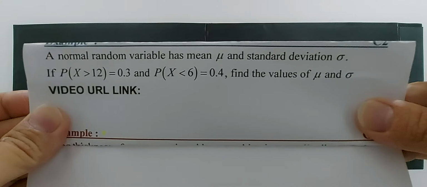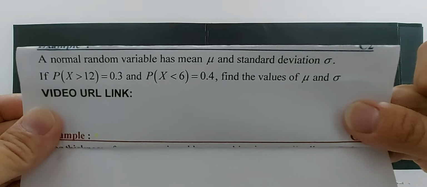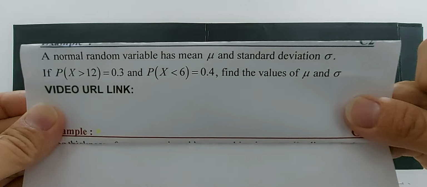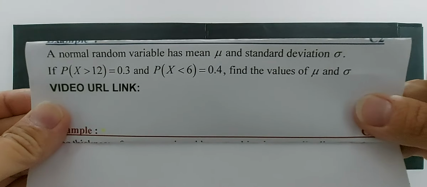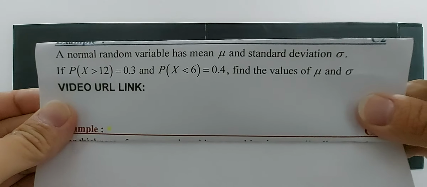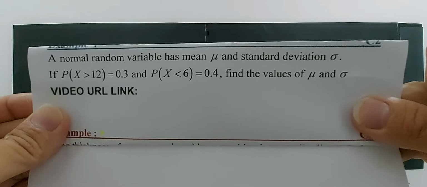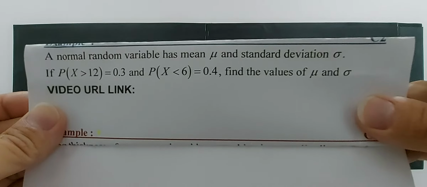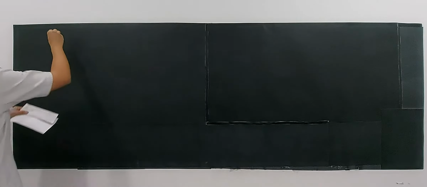So a normal random variable, or we said a normal distribution, has a mean and a standard deviation sigma. If the probability of x more than 12 is 0.3 and the probability of x less than 6 is 0.4, find the values of the mean and the standard deviation. Based on the question, it clearly states that it's a normal distribution.